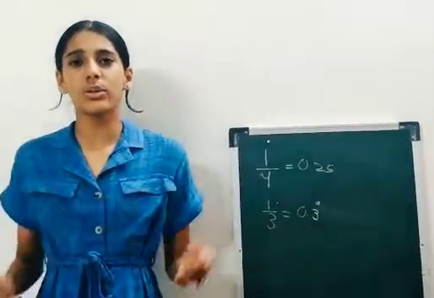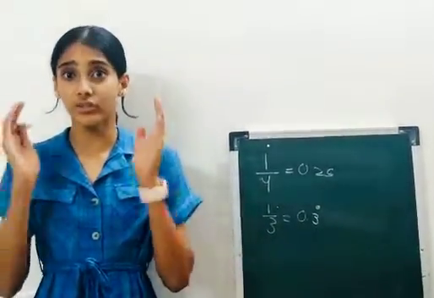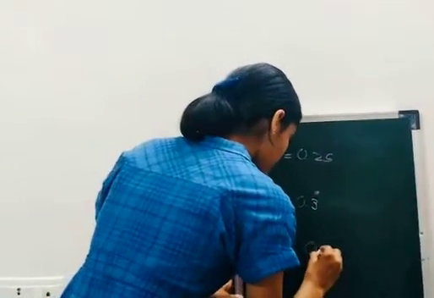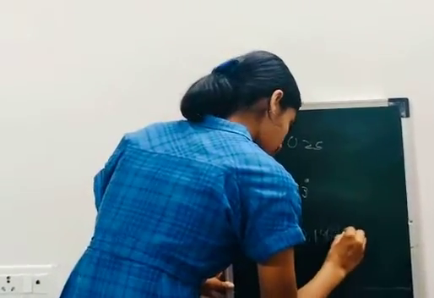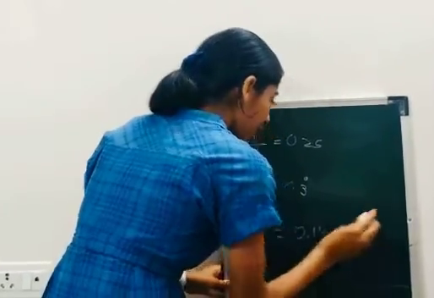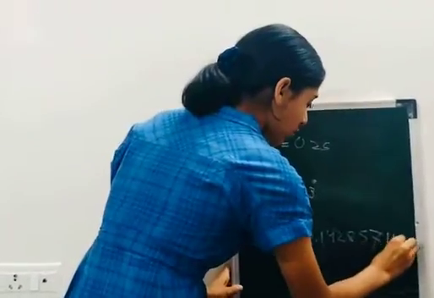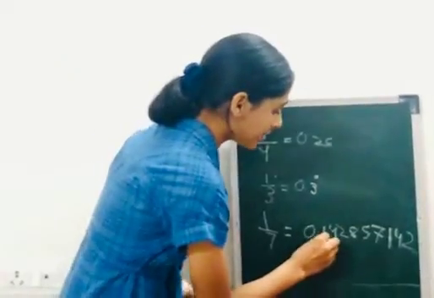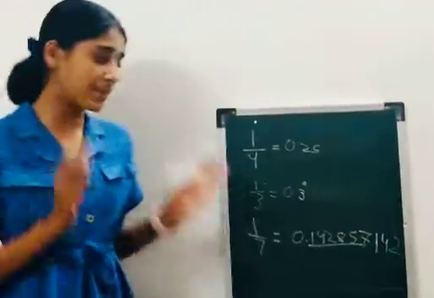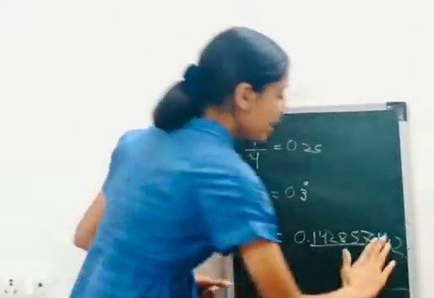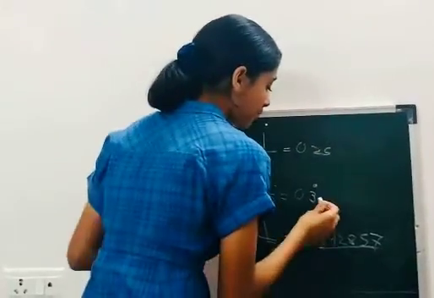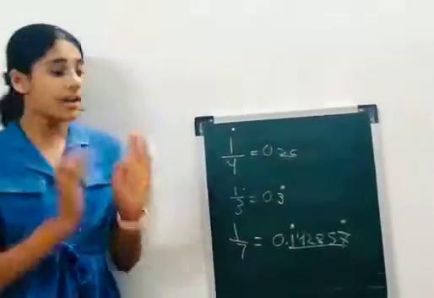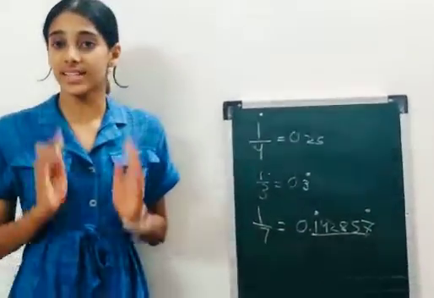Now what to do if the recurring decimals are a set of digits? Take the example 1 by 7 which is equal to 0.142857 and it goes on and on. Now as you can see the digits 142857 are repeating itself. We can simply just write those digits and put a dot on the start digit and the end digit to show that these set of digits are a recurring decimal.